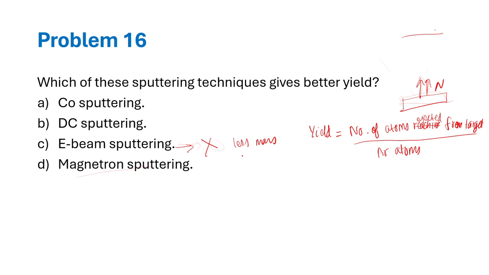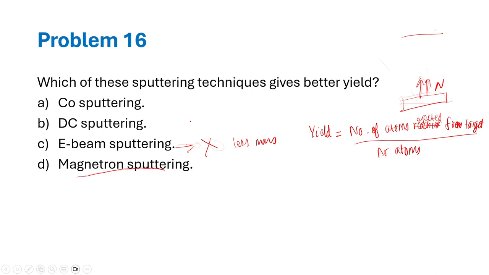So there is no E-beam sputtering as such, but there are the other three options. Which one is the answer? I think co-sputtering may not hold good because it requires two sources. That is ruled out. So either it has to be DC sputtering or magnetron sputtering. I think it is magnetron sputtering. Yeah, so the answer is magnetron sputtering. We'll see in the next slide.